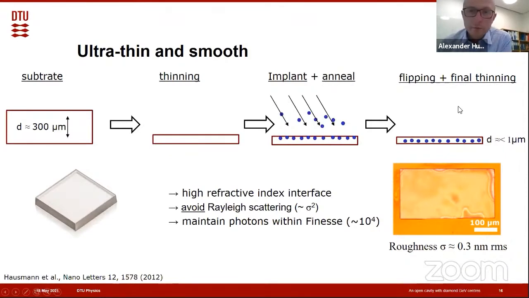Now, what is of utmost importance for an approach of this kind is the surface roughness of these diamond plates. Diamond has a high refractive index, about 2.2 or 2.4. This gives rise to a single-interface diamond-air reflection of around 20%. So it is of utmost importance to keep the surface roughness at a very low level in order to avoid Rayleigh scattering from the device.